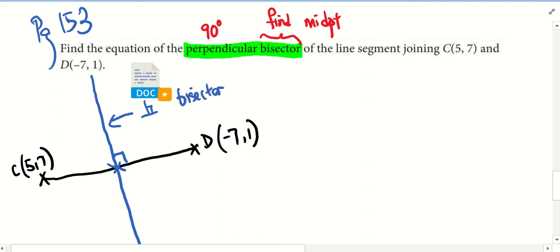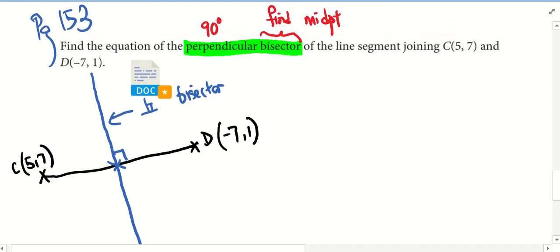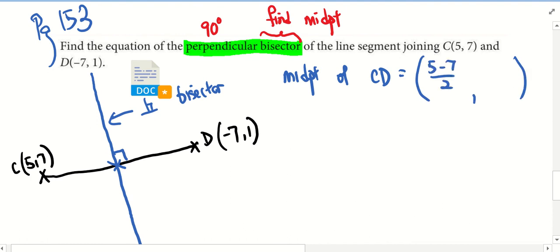Alright, your job is to find the equation of the blue line. So what is the first thing you will do? As I was walking around, the first thing you will do, everyone, what did you all do? Find the midpoint. Am I right? That is the first thing. So that's what I will do as well. Find the midpoint. Average of the x coordinates, average of the y coordinates.